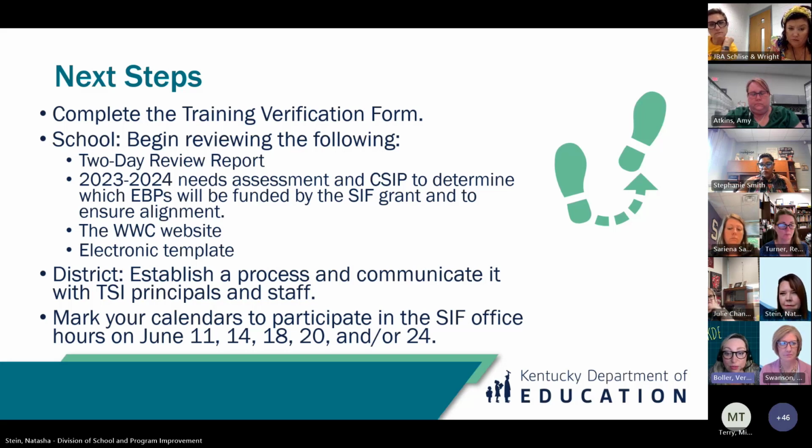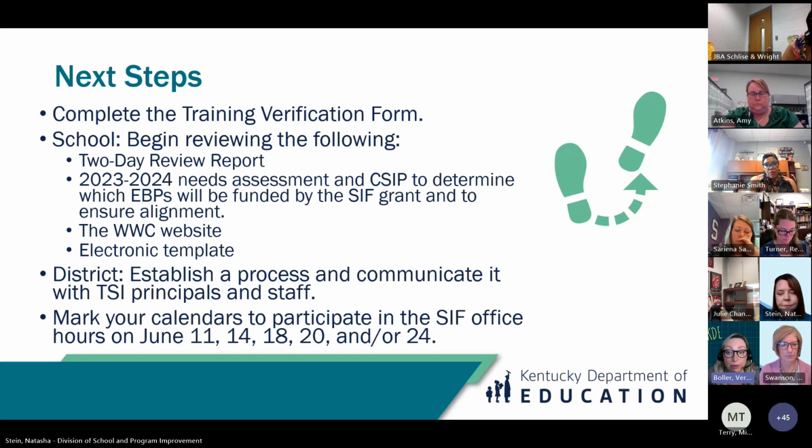So for schools, you can get started with reviewing your 2-day reports, those improvement priorities, the needs assessment, and the CSIP to determine what it is that you're going to be looking for evidence-based practices in the WhatWorks Clearinghouse to be funded by this grant. You can go ahead and begin reviewing the What Works Clearinghouse website and just clicking around on there to try and get to know it a little bit better. And also looking at that and studying the electronic template.